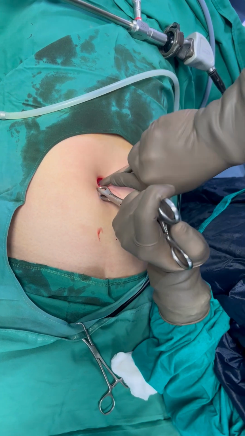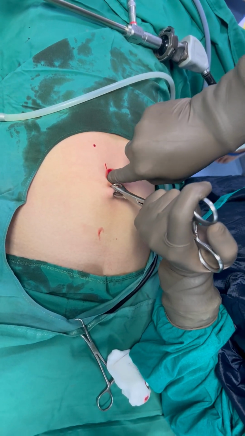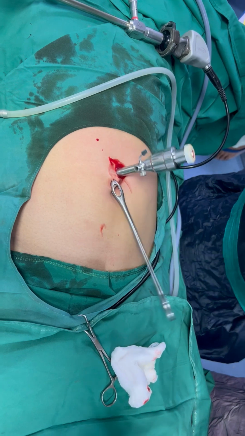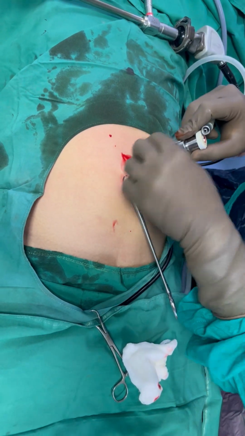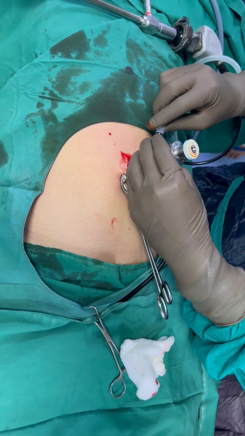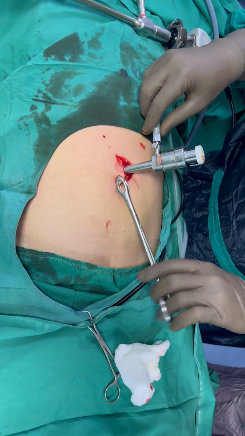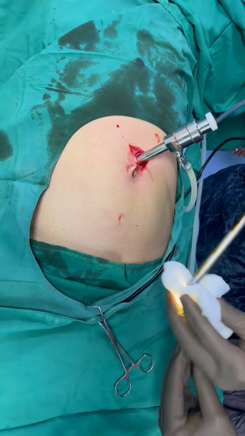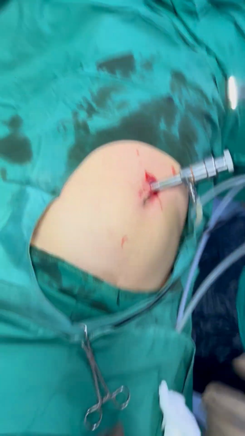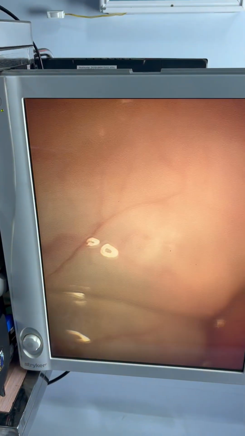Again, I have to hold with the lens tissue holding forceps with rotatory action and constant pressure. I have to enter into the peritoneal cavity. Once we are in the peritoneal cavity, we can see a free flow of CO2 from the peritoneal cavity, and this confirms that we are in the peritoneal cavity. Right.